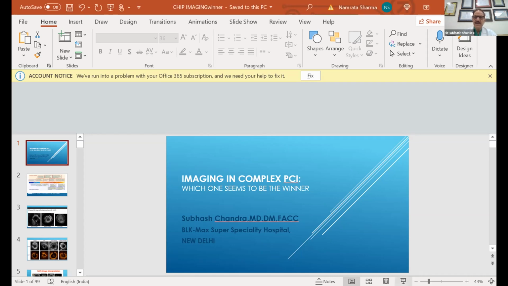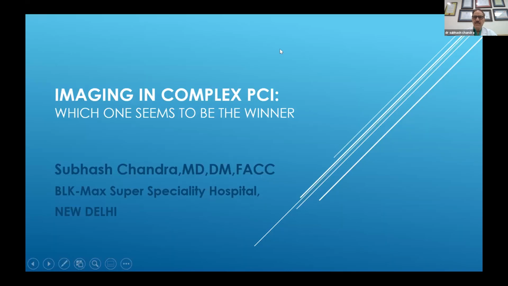Just before going to Dr. Chandra, we heard the viewpoint from Dr. Bhattacharya regarding the role of IVUS in CHIP, and from Dr. Sahu the role of OCT in CHIP. But still, we do not know which procedure is better. For that viewpoint, we have to go to Dr. Subhash Chandra. But before that, I'll ask one question to Dr. Bhattacharya. For CHIP, definitely, always you have to use IVUS or OCT for optimization of the result. But for routine angioplasty, whether we need IVUS or not, just to give your viewpoint.